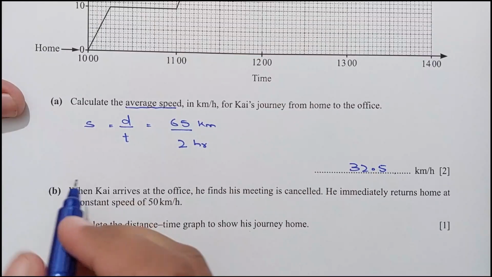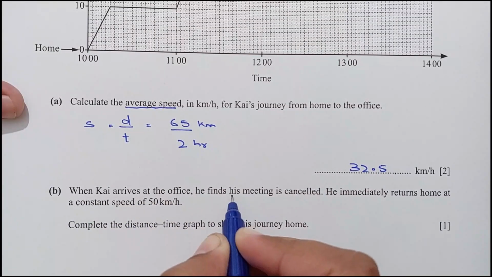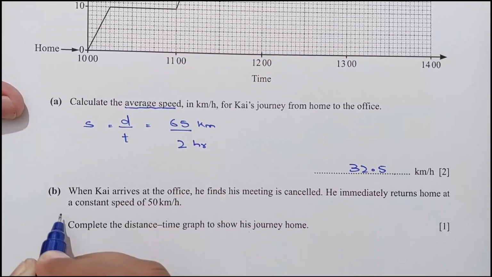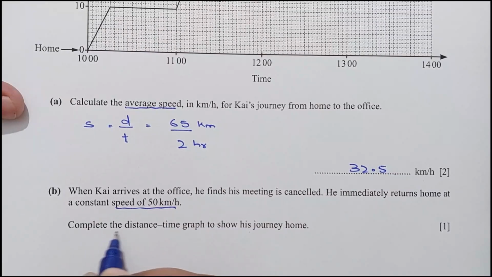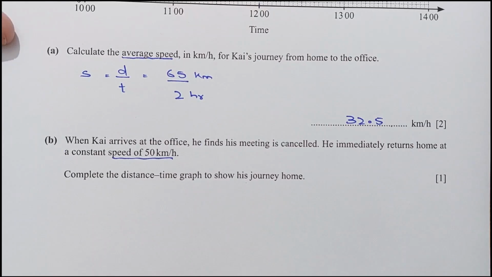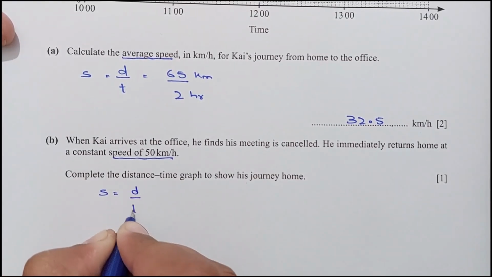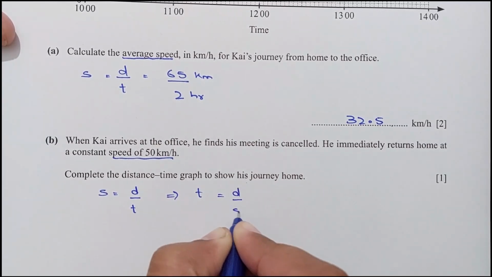Now for part B, when Kai arrives at the office, he finds his meeting is cancelled. He immediately returns home at a constant speed of 50 kilometer per hour. Complete the distance time graph to show this journey. Journey home. So we have been given the speed. Speed is distance over time. We have to solve for the time, so time would be distance over speed.